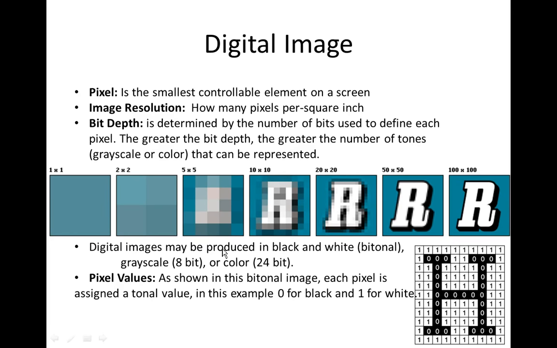Digital images may be produced in black and white. This is bitonal, and we'll talk about that more as the class goes on. Grayscale, which is typically 8-bit, and then there's color, which is 24-bit. And these settings can change, but these are sort of the standards as it's used today.